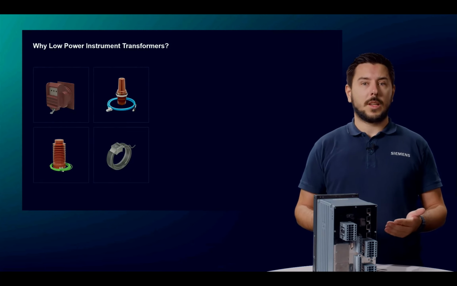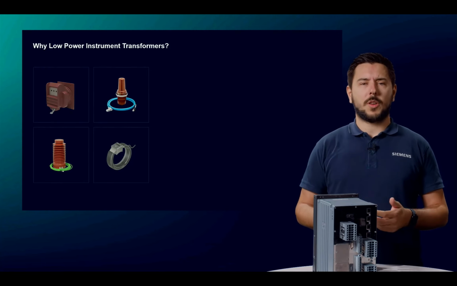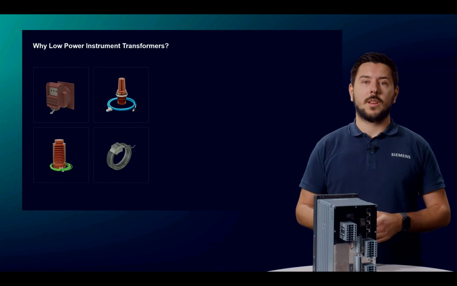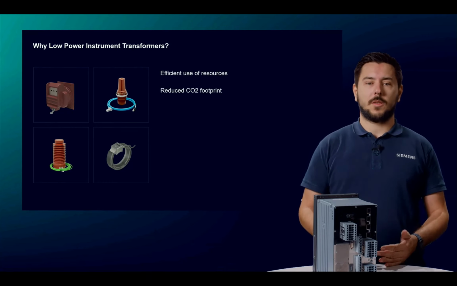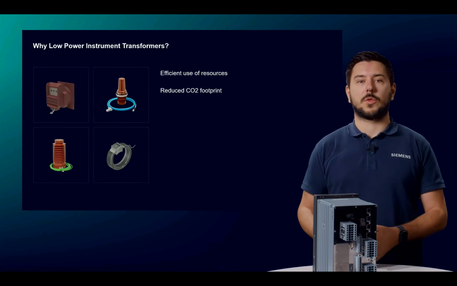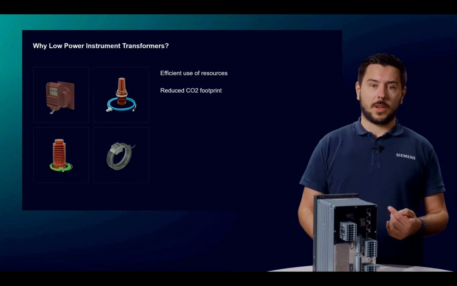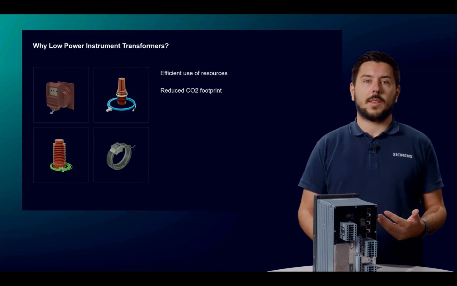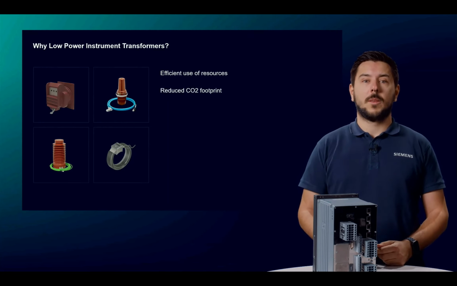Now the question certainly arises as to why these sensors, or LPITs, should be supported by protection devices. There are actually a number of reasons for this. First of all, there is the small size and weight of the sensors compared to conventional current and voltage transformers. The use not only reduces the weight of the switchgear, but also ensures a lower use of materials and thus also lower emissions and a lower ecological footprint.